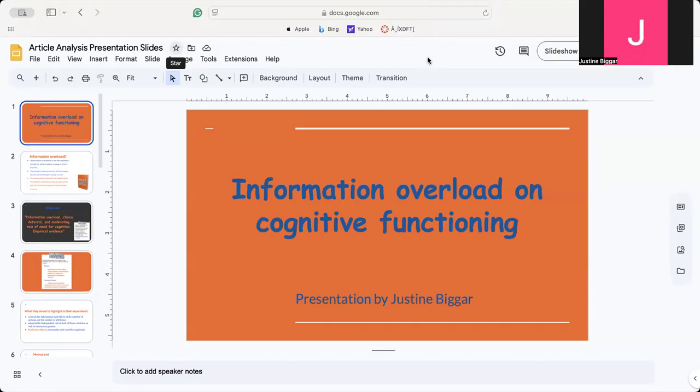Greetings. I am delving into the topic of information overload on cognitive functioning. But first, let's define what information overload is.